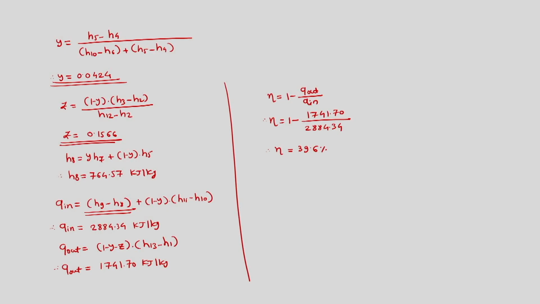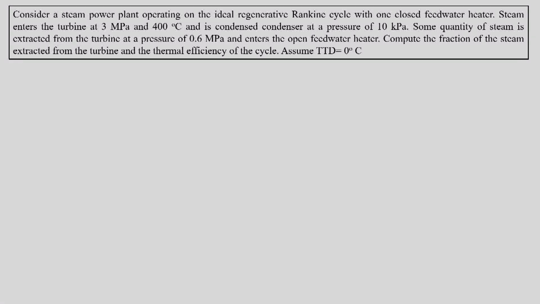So, this is how we saw how to solve the examples for open feed water heater or closed feed water heater of forward type or regeneration plus reheat cycle. We will go to the next example, which reads: consider a steam power plant operating on the ideal regenerative cycle with one closed feed water heater. The steam enters the turbine at 3 megapascal and 400 degrees Celsius and is condensed in the condenser at a pressure of 10 kPa. Some quantity of steam is extracted from the turbine at a pressure of 0.6 megapascal and enters into the open.